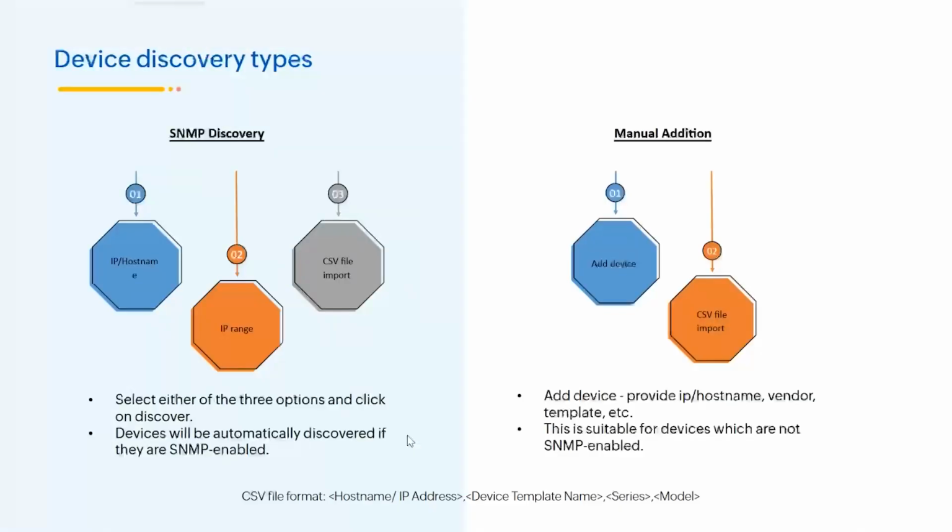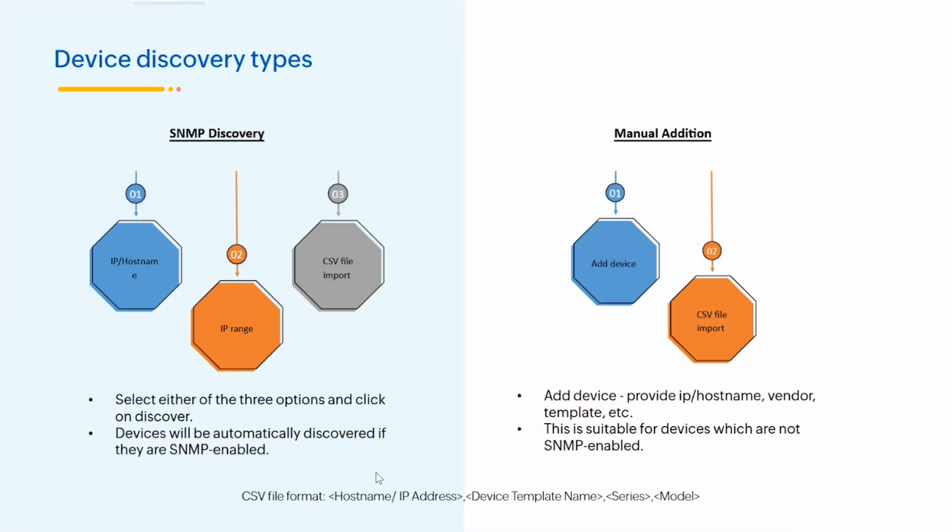So we follow a specific format for the CSV file, which I've listed at the bottom of the slide. So this format requires the host name and IP address, the device template name, series, and model for each device. So following this format is essential for the CSV file to be uploaded successfully.